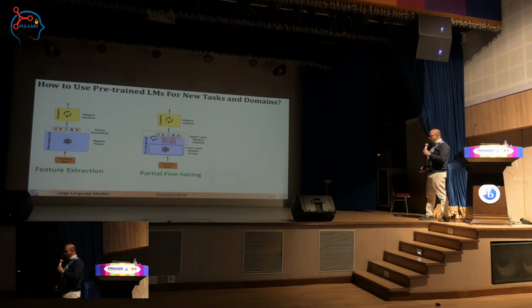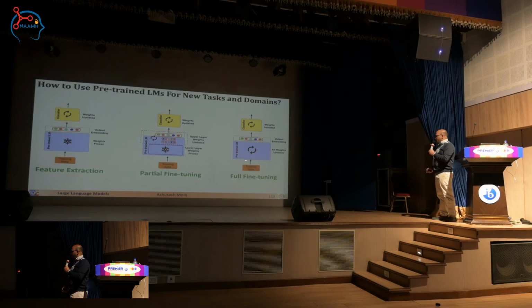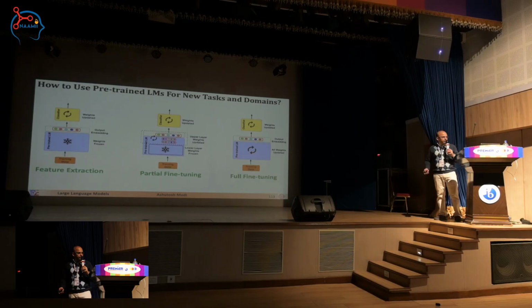And then the other method is full fine-tuning. You fine-tune the entire LLM, which is all the parameters, all the weights in the LLM. You give the input, pass it through the LLM, pass it to the classifier, get some output, calculate the loss, and backpropagate all the way through the LLM to the input. So that's the third way.